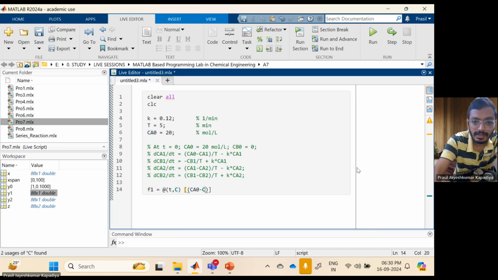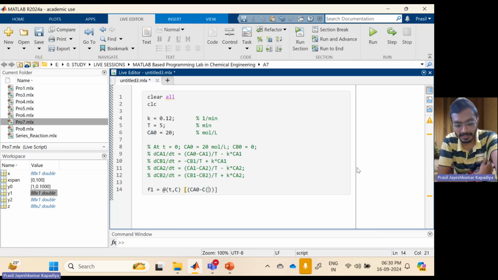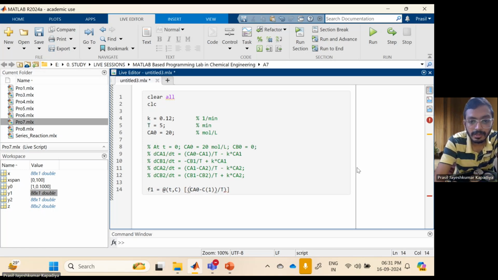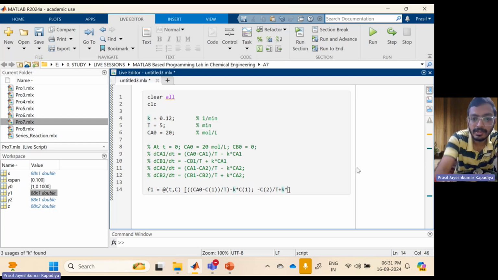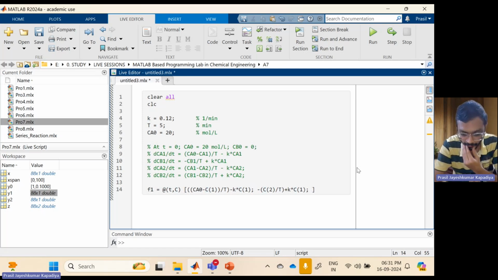My first equation is: instead of writing CA1, CB1, CA2, CB2, I will be writing P of 1. A0 minus P of 1 divided by T minus K into P of 1. This is my first equation. Then I will write my second equation: minus P of 2 divided by T plus K into P of 1. Correct? And then we put one semicolon and I will write down my third equation.